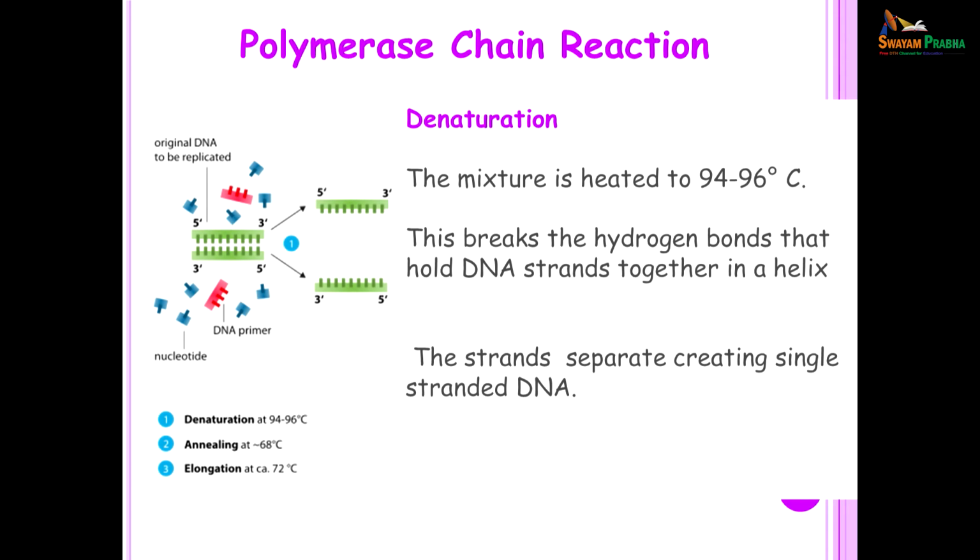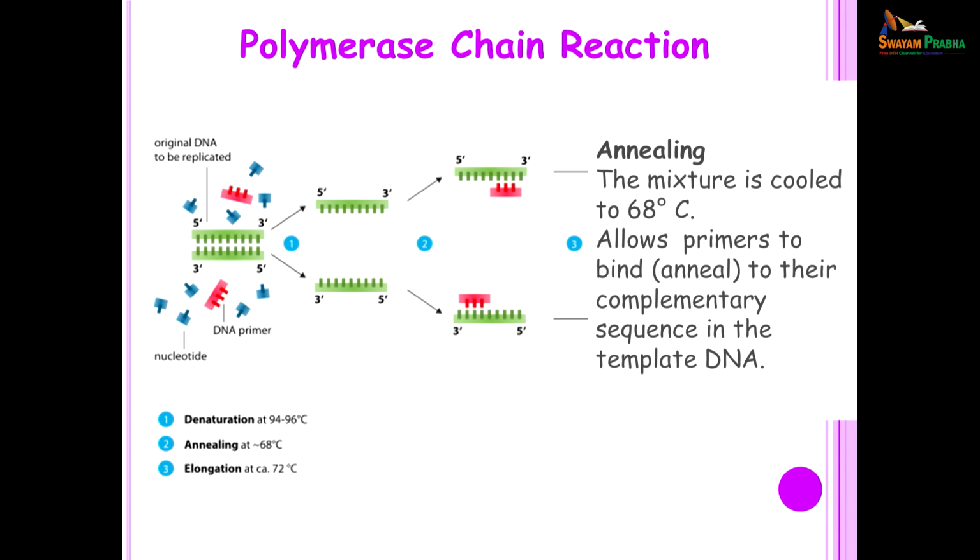These hydrogen bonds are very loosely applied, and the DNA separates out, as you can see over here. It is separated into 2 strands. So, this is a single stranded DNA and this is the second strand. The next reaction is that of annealing. This occurs at 68 degrees, where the mixture is cooled.